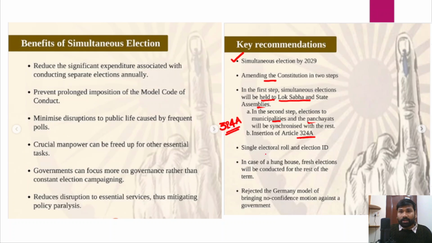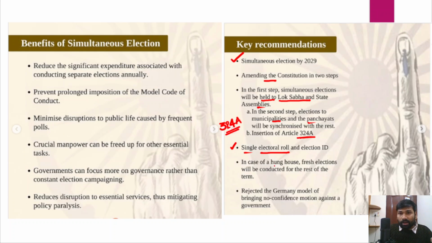And in fact, there will be a single electoral roll. As of now, there are different electoral rolls: an electoral roll for Lok Sabha elections, an electoral roll for the state legislative assembly elections, and an electoral roll for the local body elections as well. So as of now, there are multiple electoral rolls. But after these simultaneous polls start being implemented, the government or the Election Commission of India would come up with one single roll and one single election ID.